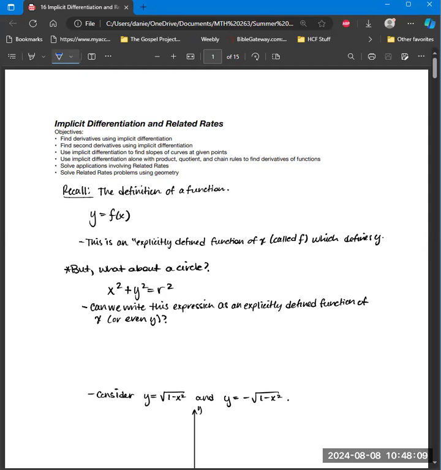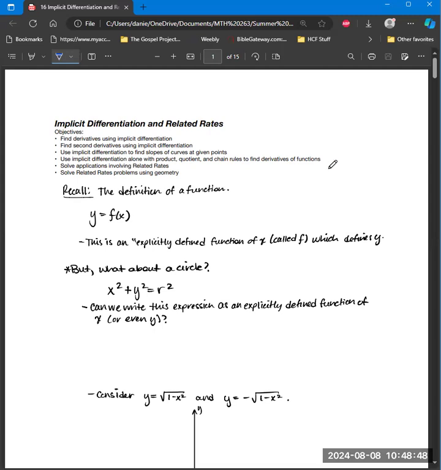First objective here, we're going to find derivatives using implicit differentiation. Then we're going to find second derivatives using implicit differentiation. Then we're going to use implicit differentiation to find slopes of curves at given points. We're going to use implicit differentiation along with product, quotient, and chain rules to find derivatives of functions. Then we'll solve applications involving related rates, and we'll solve related rate problems using geometry if time permits. Actually, we'll definitely do one of those because we'll have a Pythagorean theorem problem that we're going to do. That'll be one of our geometry applications.